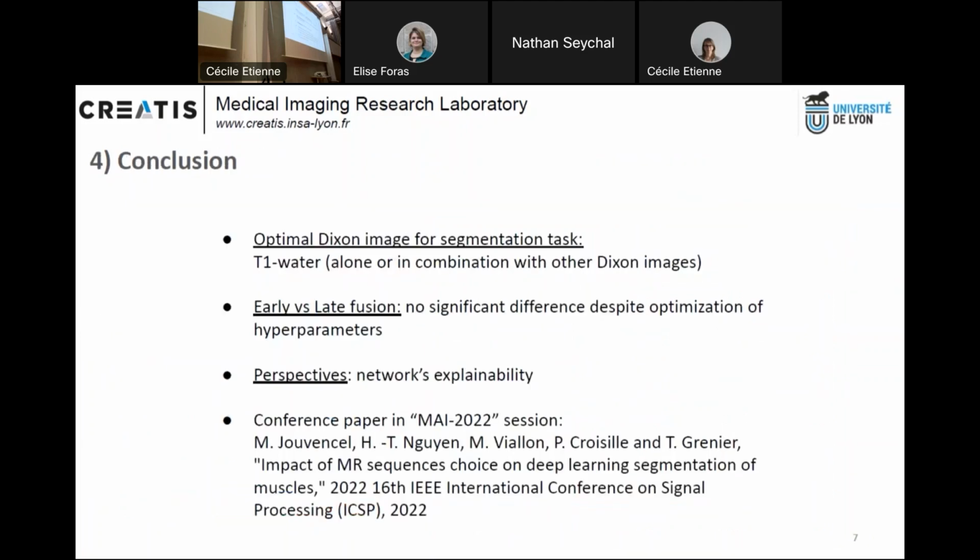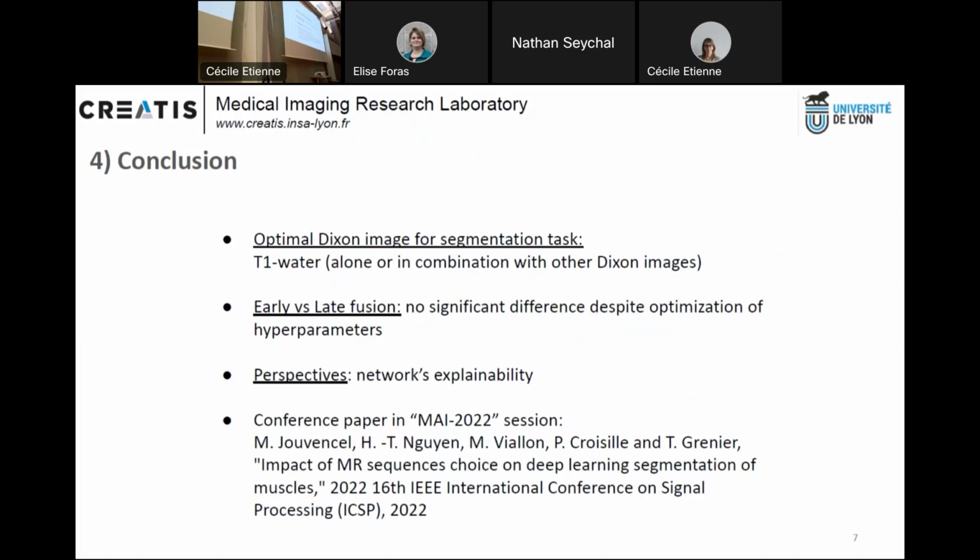So in order to conclude on my work, I found that the optimal Dixon image for segmentation task was T1 water alone or combined with other Dixon images, and that when we compare the two early or late fusion network, there wasn't also significant differences despite the optimization of hyperparameters. Since the late fusion UNet has approximately 2 times more parameters to train than the early fusion UNet, it's better to use the early fusion network for our specific case.